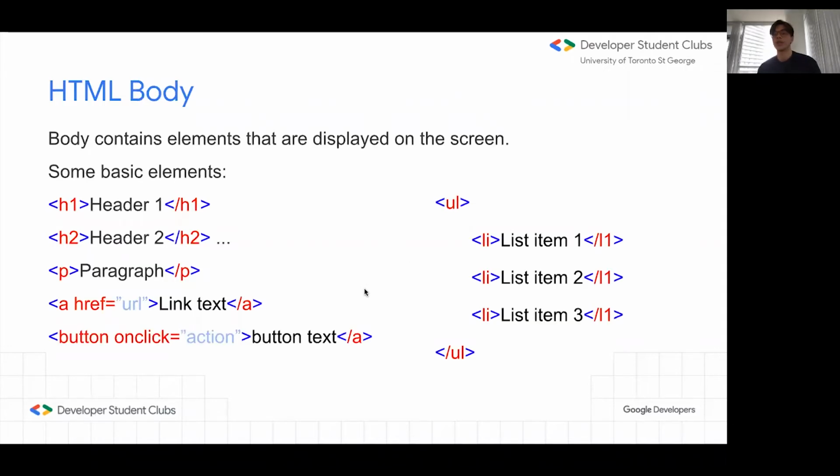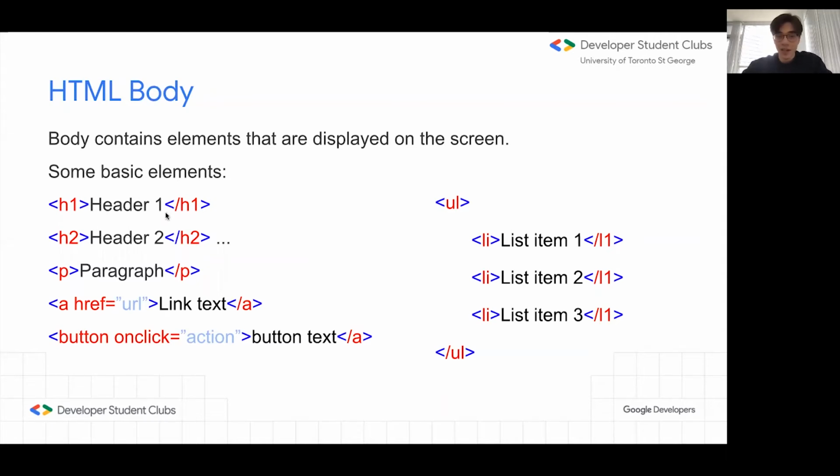So then let's look at the HTML body. The body is where we have all the elements that we're actually going to be displaying on the screen. So, some basic elements, and you can pretty much do any website you want with these elements, although you can look online to find more if you want to do some more specific stuff. But this should do the job, at least for the beginning.